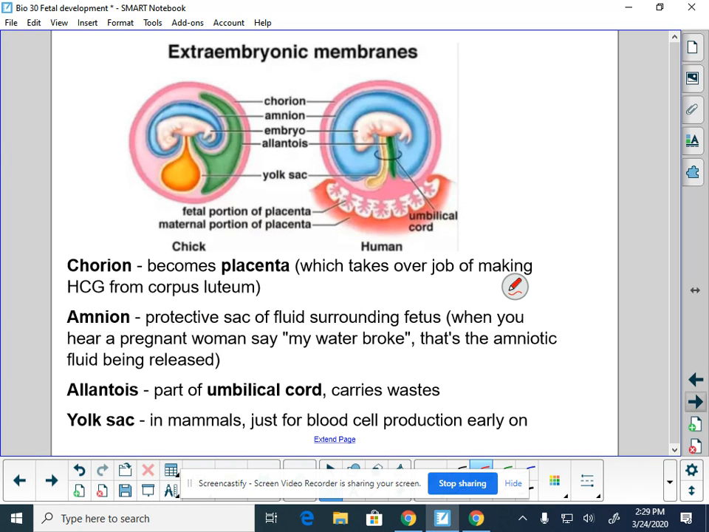Real quickly, the extraembryonic membranes. I talked about the trophoblast layer yesterday and the inner cell mass. Inner cell mass becomes you or me. The trophoblast layer becomes the extraembryonic membranes. There's 4 that you need to know.